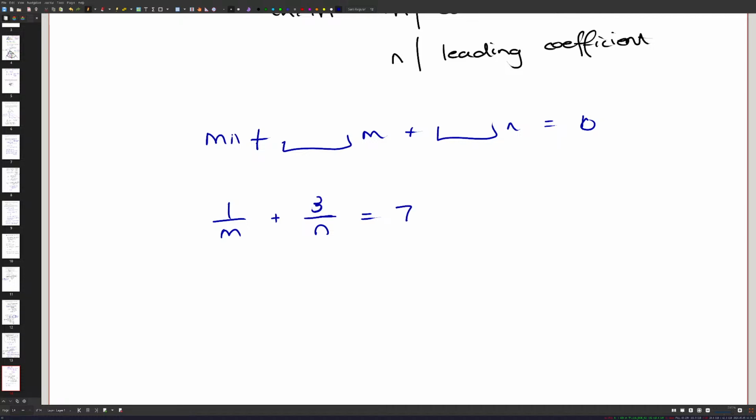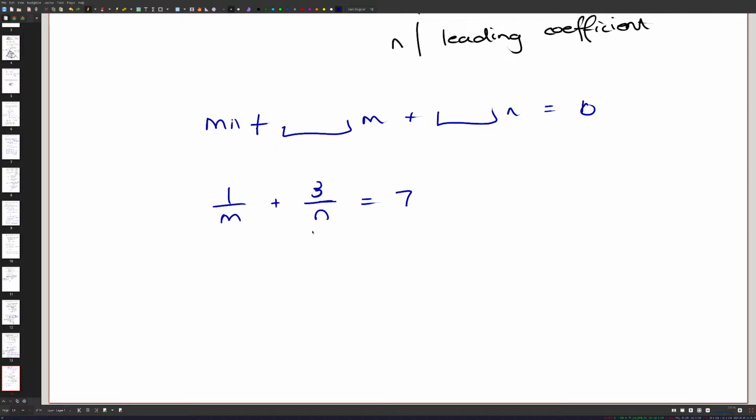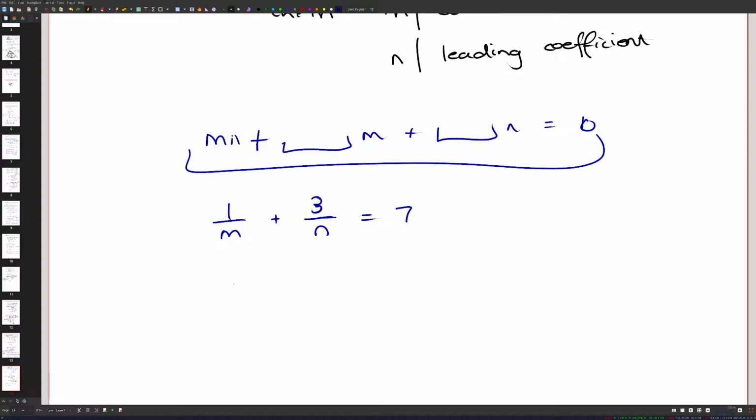Let's say this was 7. I don't know if this has any solutions, but this is one variant where this thing shows up sometimes. So if you multiplied by mn, you'd have n plus 3m equals 7mn. And so the trick here is again that we're going to multiply by 7. And so we're going to have 49mn minus 21m minus 7n equals 0.